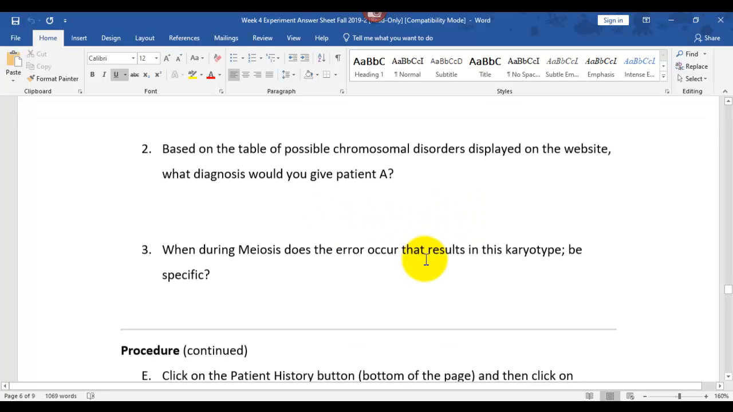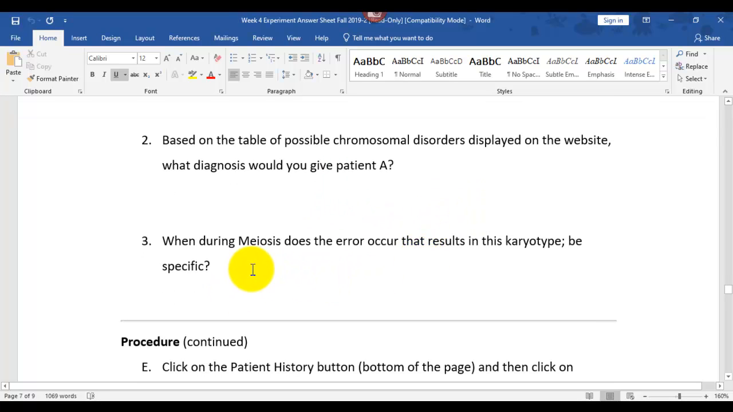What diagnosis? When during meiosis does this occur that results in this karyotype? Be specific. Yeah, it would definitely be when they're dividing up, when they've been paired up and they're splitting. Let's just say that an extra 21 means one cell got one 21, and the other cell got three 21s.